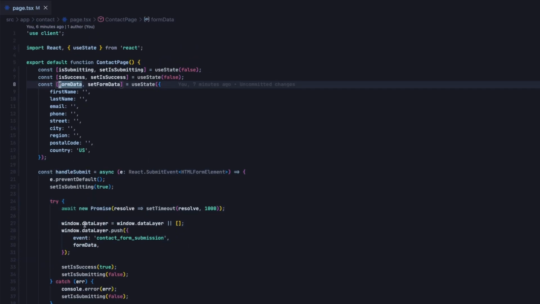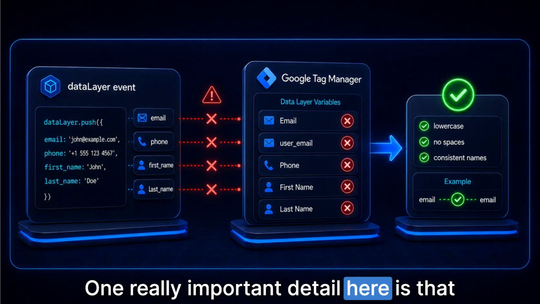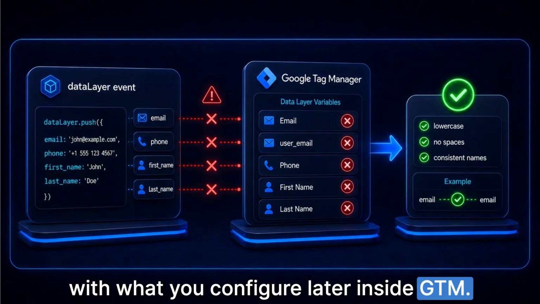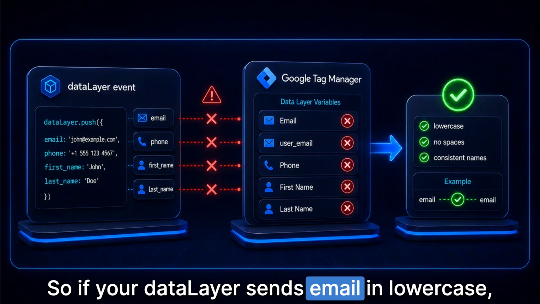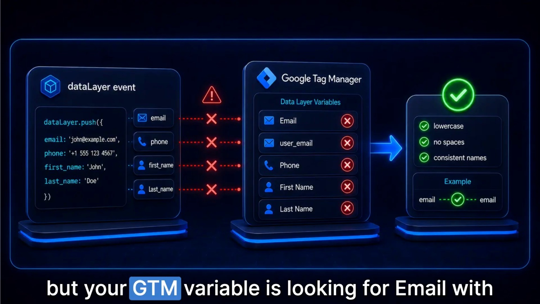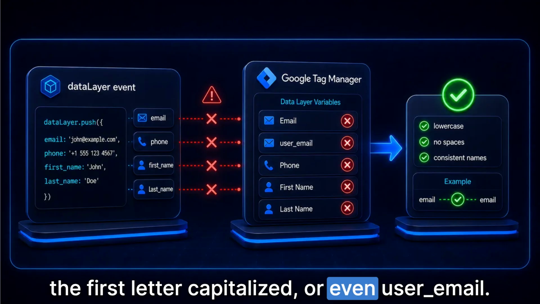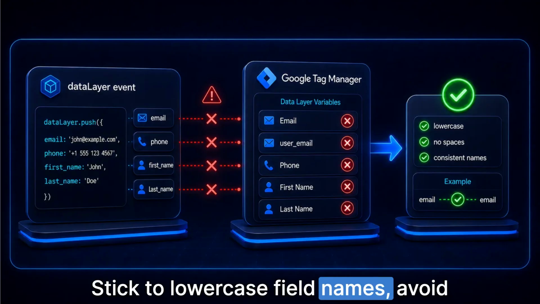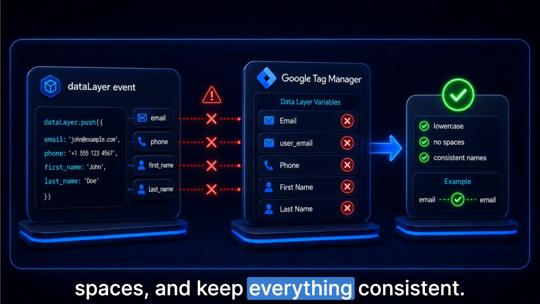Inside that object, you include an event name and the customer data fields Google Ads needs for enhanced conversions. So things like email, phone number, first and last name, and so on. One really important detail here is that your field names need to match exactly with what you configure later inside GTM. So if your data layer sends email in lowercase, but your GTM variable is looking for Email with the first letter capitalized, or even user_email, it's not gonna work. Stick to lowercase field names, avoid spaces, and keep everything consistent.